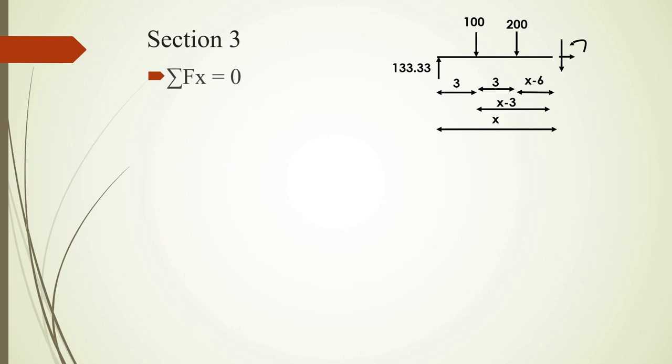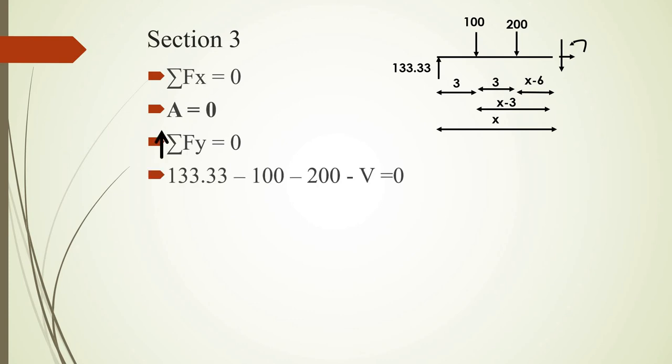I'll go quickly now. Sigma Fx is 0. Axial force would be 0. For Fy: 133.33 minus 100 minus 200 minus V equals 0. If you simplify that, you'll get V equals to minus 166.67. And you should notice that this value is the same as the last reaction. We'll talk about that later on.